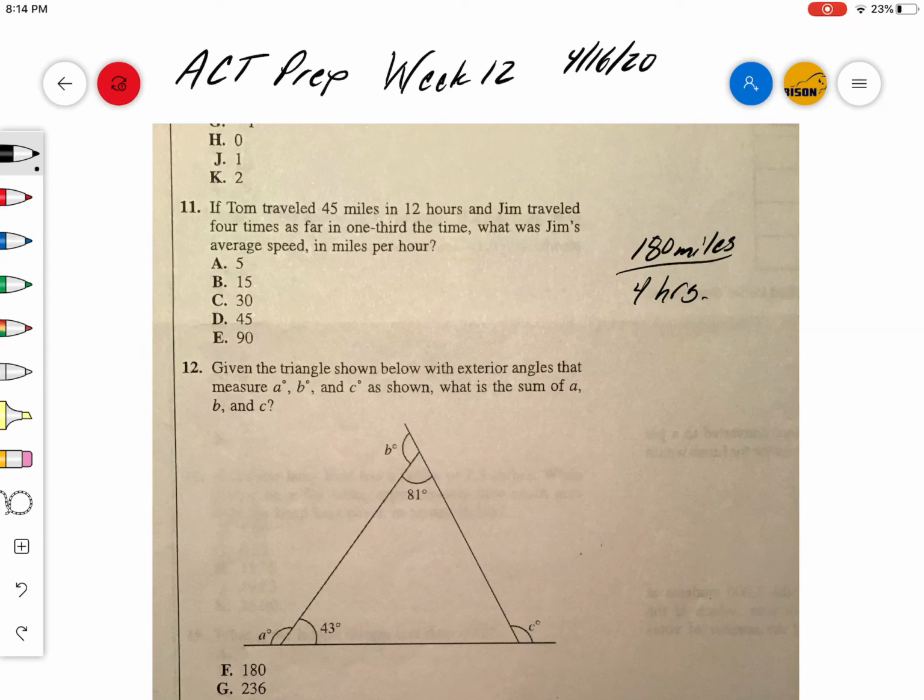What I've set up over here on the right side is the exact way to find speed. It's the miles divided by the hours. So if I do 180 divided by 4, that's 45 miles an hour. So D would be the correct answer on this one.